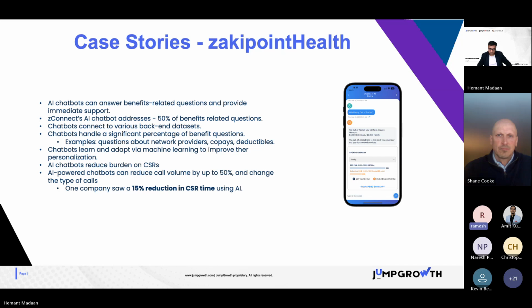So that's kind of the power of bringing all of that data in one place, leveraging AI to support the member 24/7, and then really using that personalization engine to be able to constantly communicate with the member to help them navigate the system.